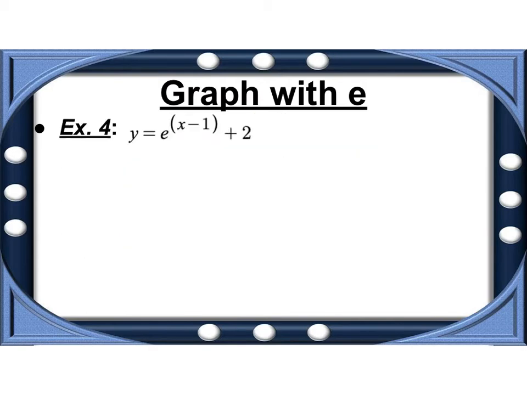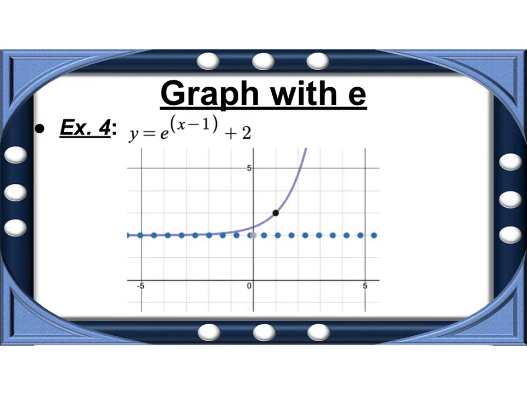Let's look at this graph and think about how we would do this. So this is going to go to the right 1 and up 2. Moves just like everything else. So my original y-intercept would have been at 0, 1. So I go to the right 1, up 2, and now I'm here. My original asymptote was down at 0, so that also shifts up. So it has an asymptote at y equals 2. My exponent is positive, so it is a growth, and we have that graph.